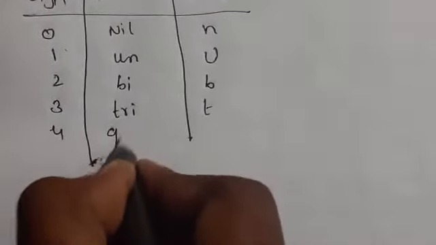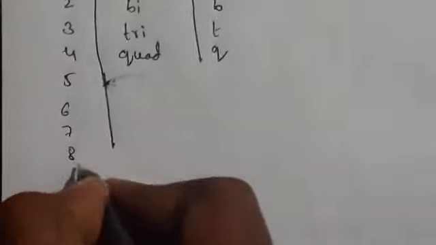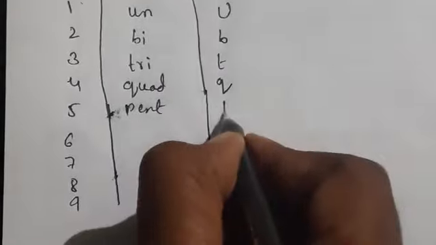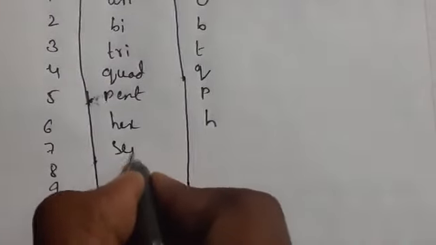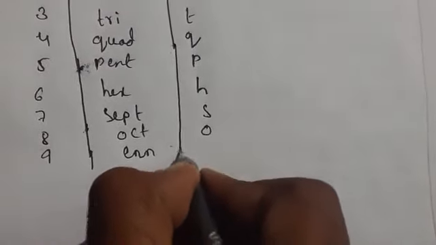4 is quad, abbreviated as Q. 5 is pent, abbreviated as P. 6 is hex, abbreviated as H. 7 is sept, abbreviated as S. 8 is oct, abbreviated as O. 9 is enn, abbreviated as E. So these are the names and abbreviations for 0 and 1 to 9.